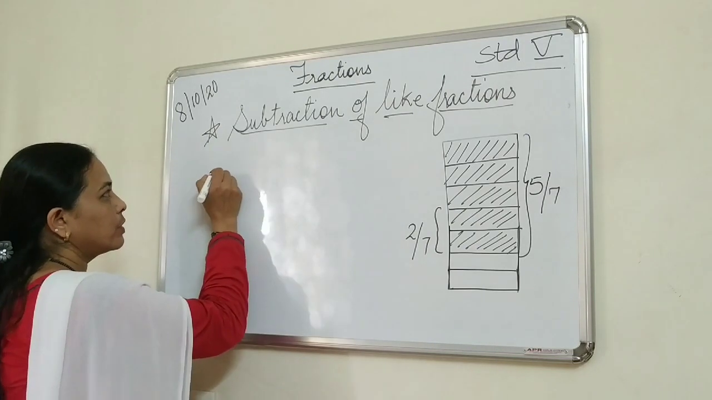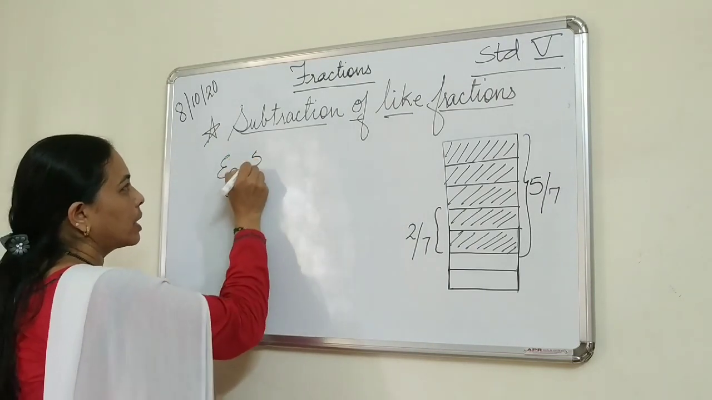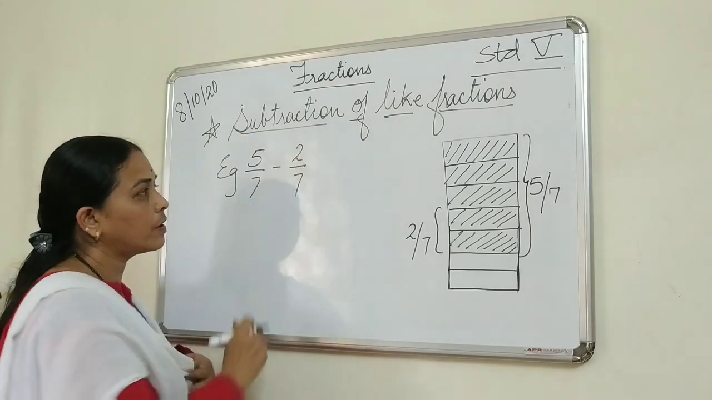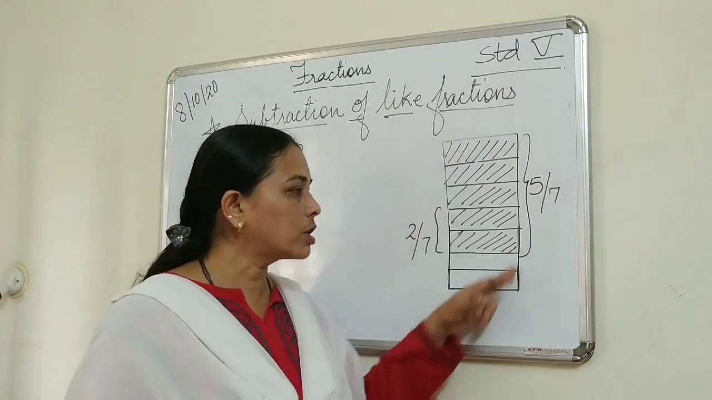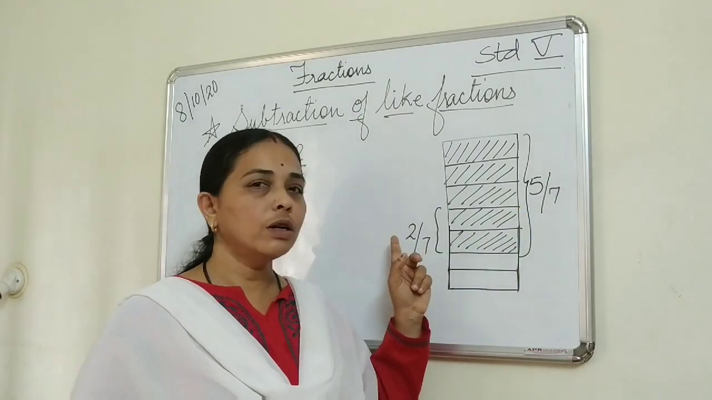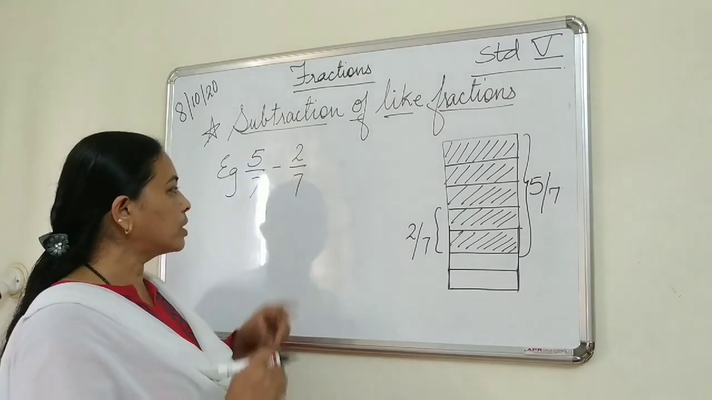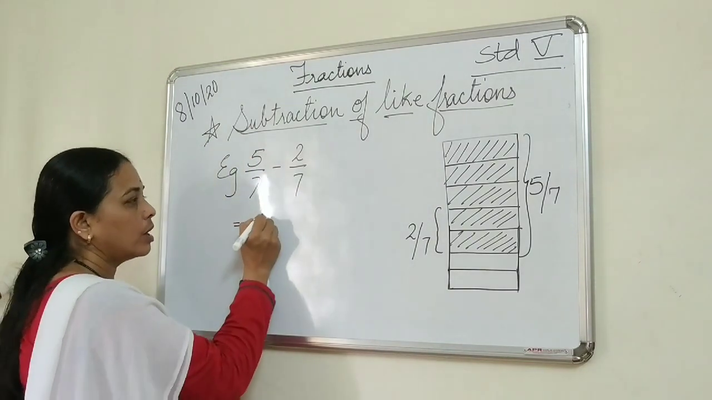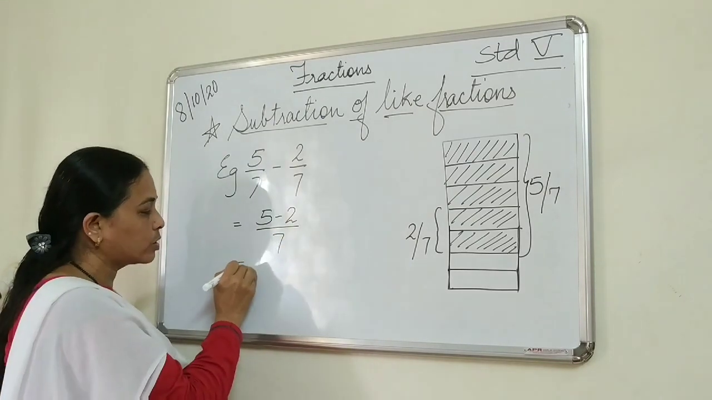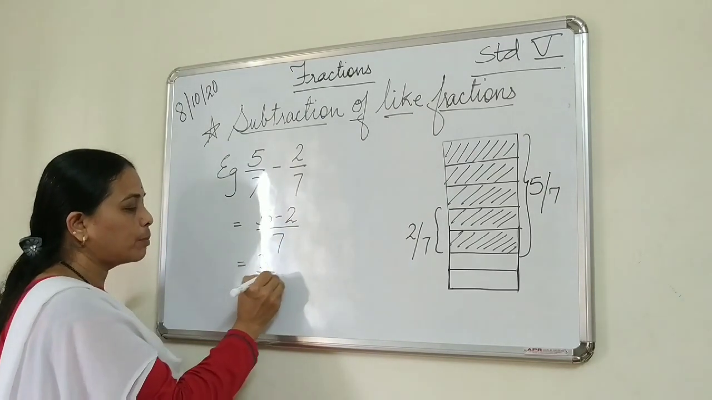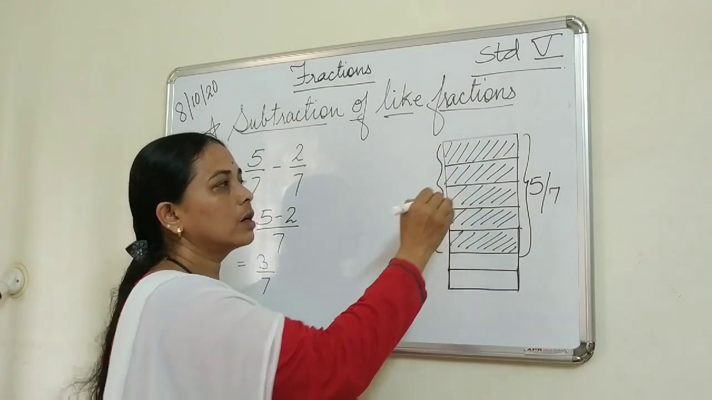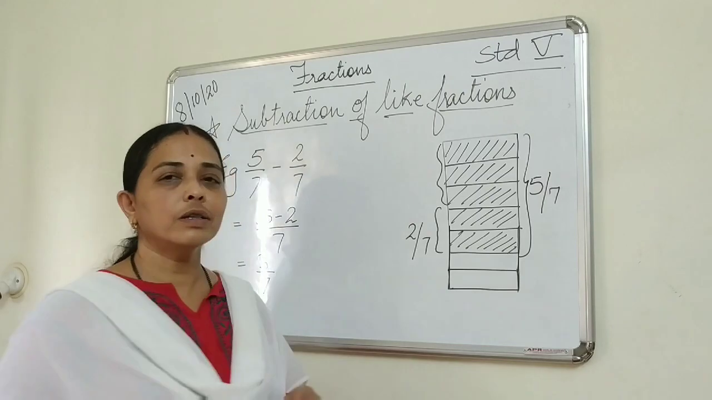So what we are going to do here is subtraction. 5 upon 7 minus 2 upon 7. What is not changing here is the denominator, the number of pieces. What is changing is the numerator. So you have to keep the denominator same. Keeping the denominator same, only the numerator is going to change. So 5 minus 2 is 3 upon 7. How many pieces are left with you? Here it is 3 upon 7.